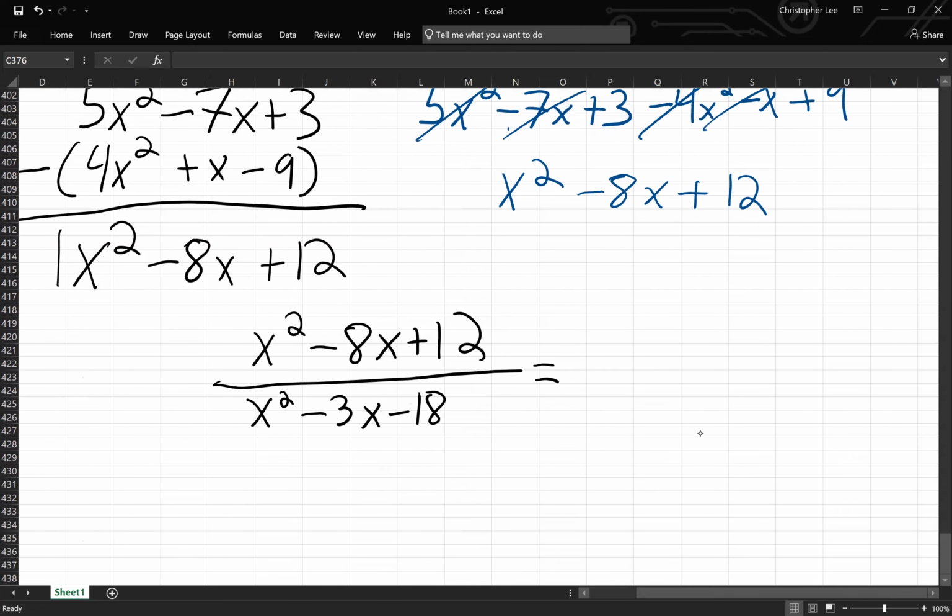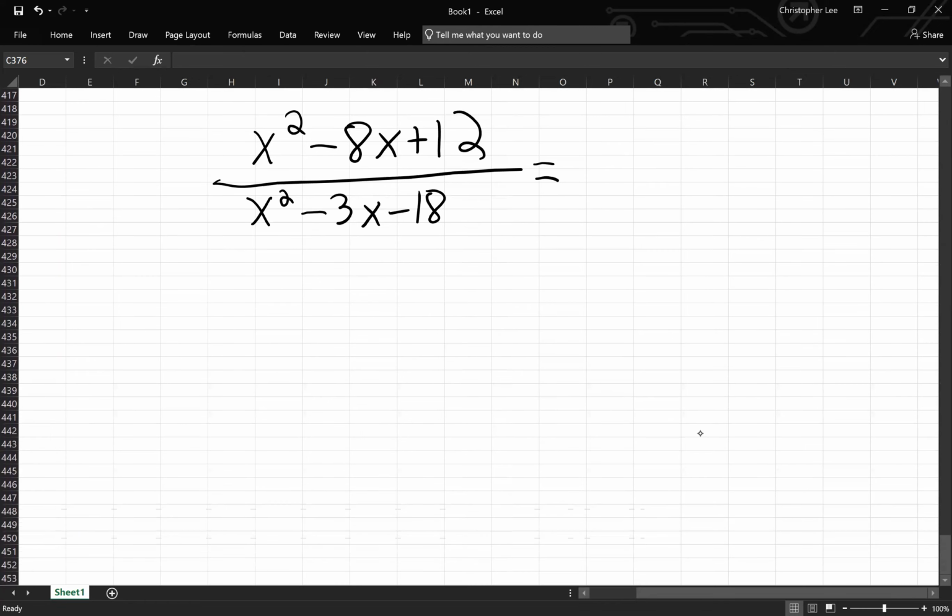But when you get down to this point right here, I have x² minus 8x plus 12 over the denominator, which is x² minus 3x minus 18. Let's factor that, all right? So what's the numerator? Tell me. Okay, I heard x and x. I need two numbers that multiply to positive 12 and add up to negative 8. What are they? 4 and 3? Well, 4 plus 3 is 7. 6 and 2, right? What's the signs?